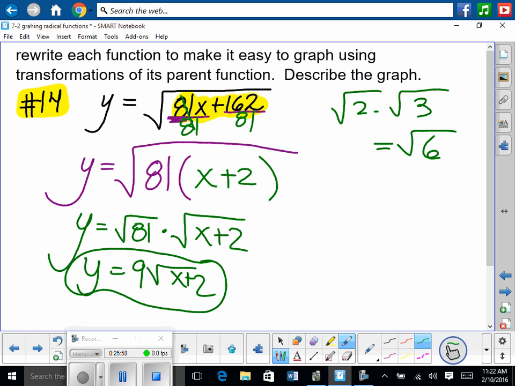So our final part will be to describe what our graph looks like. So we have a vertical stretch of 9, right? You have to describe it. And then are we going left 2? Isn't that what it should be, left 2? So that would be our answer.